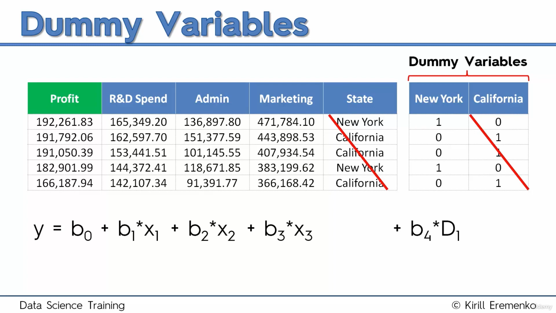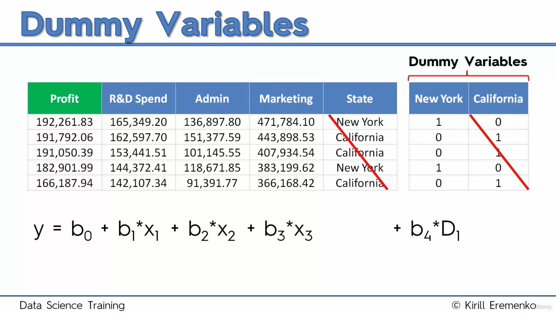Because you can tell right away, if D1 is a 1, then it's a company that operates in New York. If D1 is a 0, it's a company that operates in California. So we didn't lose any information by including only the New York column. And we'll actually talk more about why you should never include all of your dummy variable columns in your regression model. We'll talk more about that in the next tutorial when we're talking about the dummy variable trap.